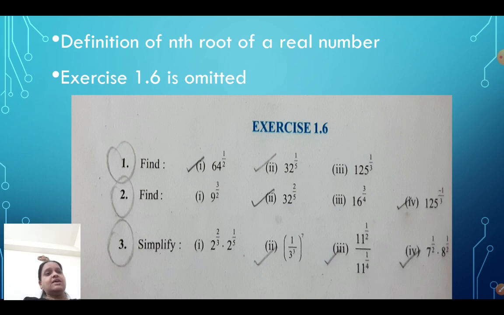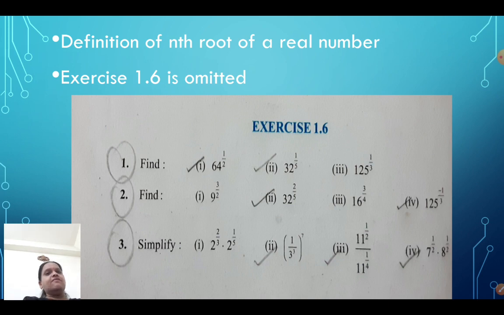Now you think, last period only I taught you this exercise, and this time I am telling you this is deleted. But sorry, it has come now, this deleted part. Whatever I took last period, exercise 1.6, that is the definition of nth root of a real number and the sums related to that, is deleted. So I think it is clear to all of you which part is deleted from the first chapter. Yes, I will repeat once again.